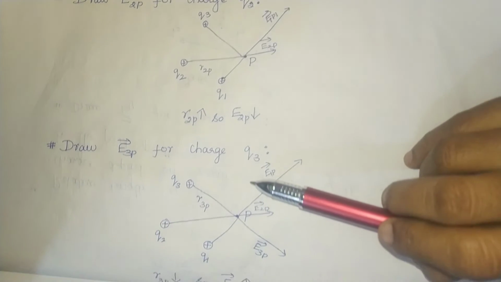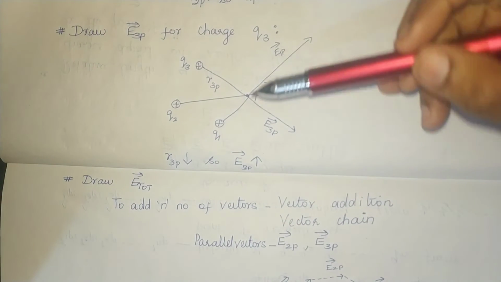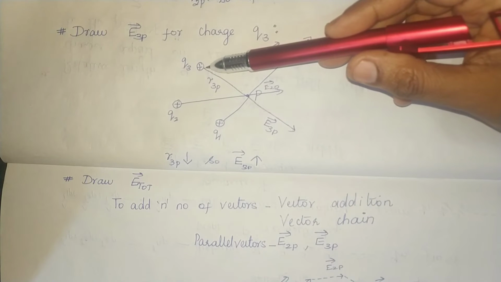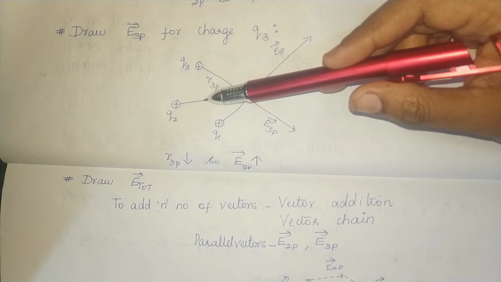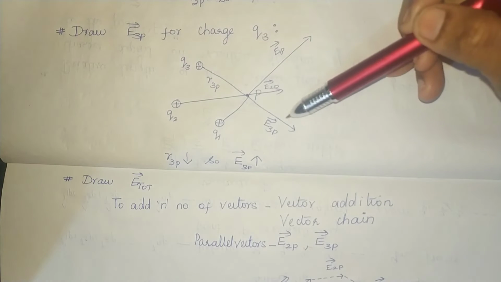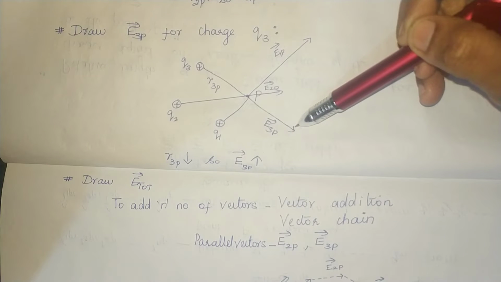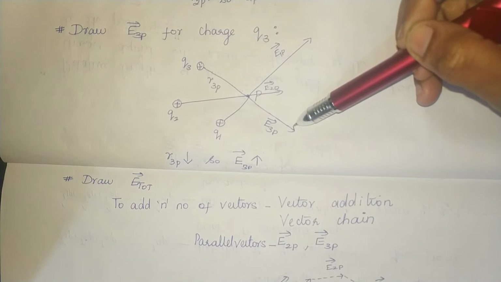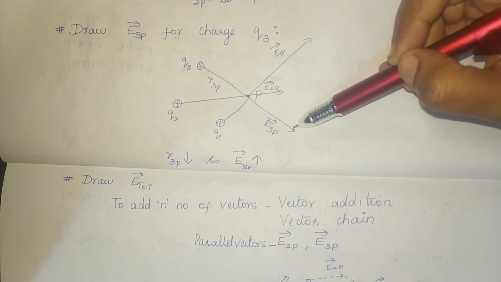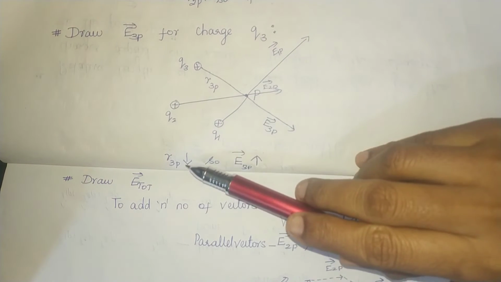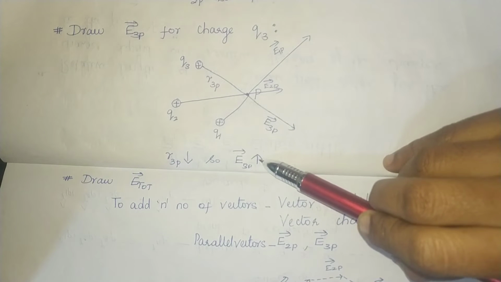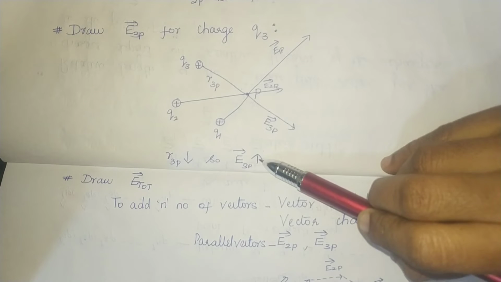Now we draw the E3P vector for charge Q3. Here you see the charge Q3 is at a distance somewhat lesser than R2P, so the electric field vector E3P will have a length somewhere in between, which you have to draw. Here you see R3P decreases, so again the length of E3P is increasing.